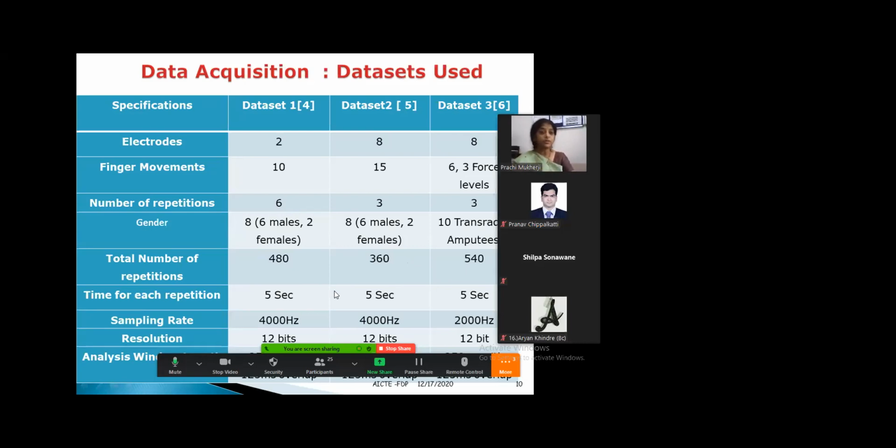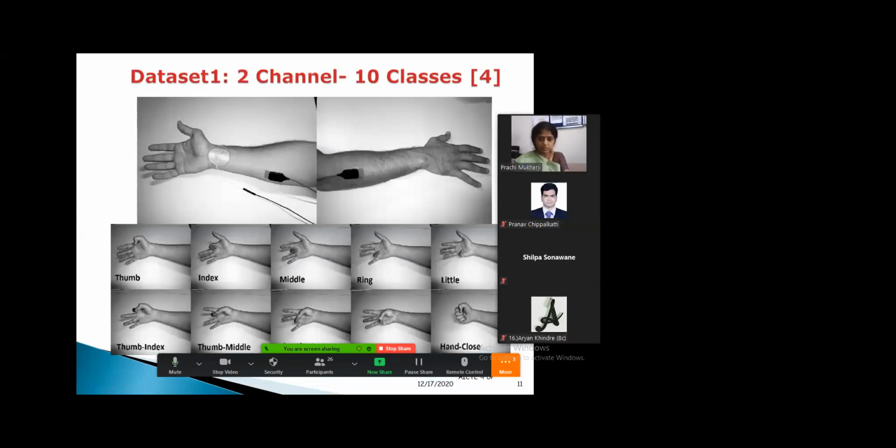The time for each repetition is 5 seconds. The sampling rate of this data is 4000 Hertz and the resolution is 12 bits. And then the analysis window will be around 300 milliseconds or 250 milliseconds, which is, I think, not visible in this. Let me see if I can reduce this bar somewhere. Okay, let me go to the next slide.